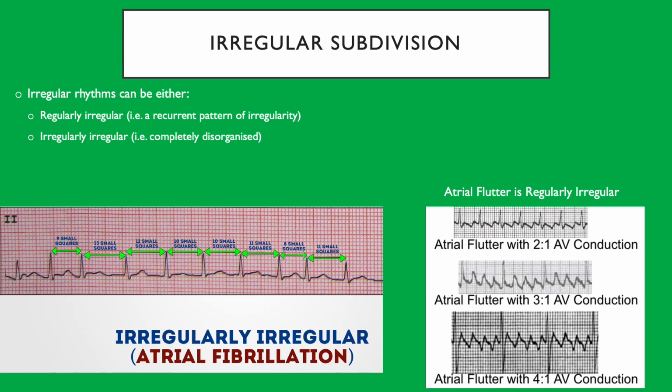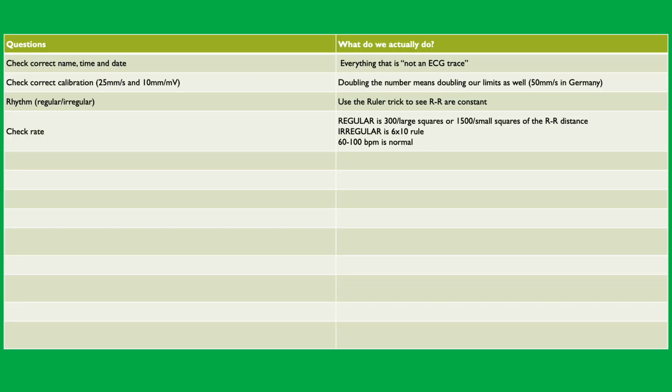Good. So we said irregular rhythm means that the RR intervals are not the same all the time. But then we have regularly irregular and irregularly irregular. Does anyone know what this means? Regularly irregular: there is a pattern in the irregularity, something repeating which is not normal. But in both of them the RR intervals are not the same. Yes. Okay, good.